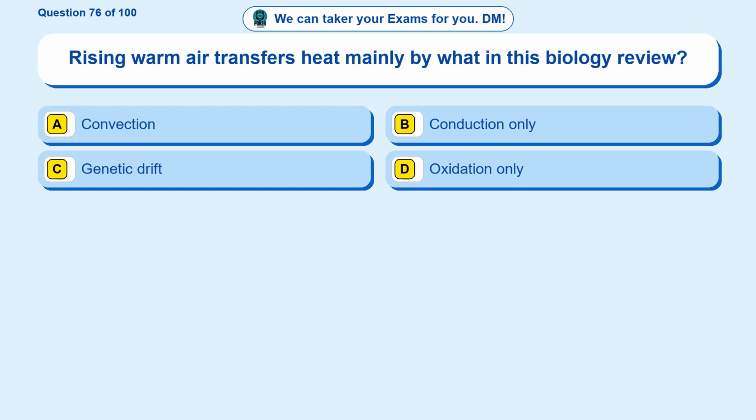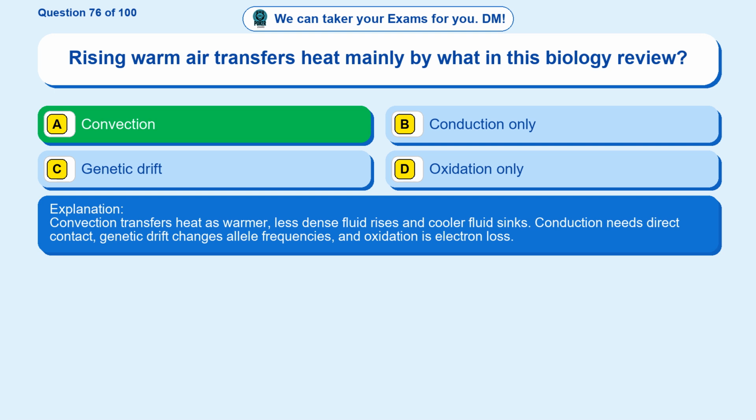Question 76. Rising warm air transfers heat mainly by what in this biology review? Option A, convection. Option B, conduction only. Option C, genetic drift. Option D, oxidation only. The correct answer is option A. Convection. Convection transfers heat as warmer, less dense fluid rises and cooler fluid sinks. Conduction needs direct contact, genetic drift changes allele frequencies, and oxidation is electron loss.